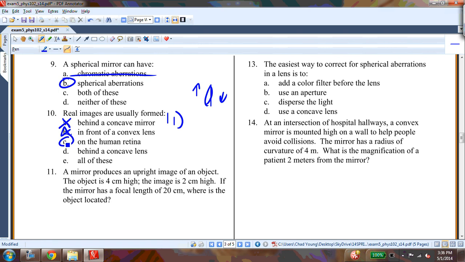You do get a real image on the human retina, right? Because you have a convex lens looking at an object that's outside the focal point of the lens. So you get a system that looks like this. You have your focal points here and here. This is your object, and your image is formed over here, like on the human retina. And by the way, if you try to focus on something inside the focal point, it doesn't work. Not behind a concave lens, so C is the right answer.